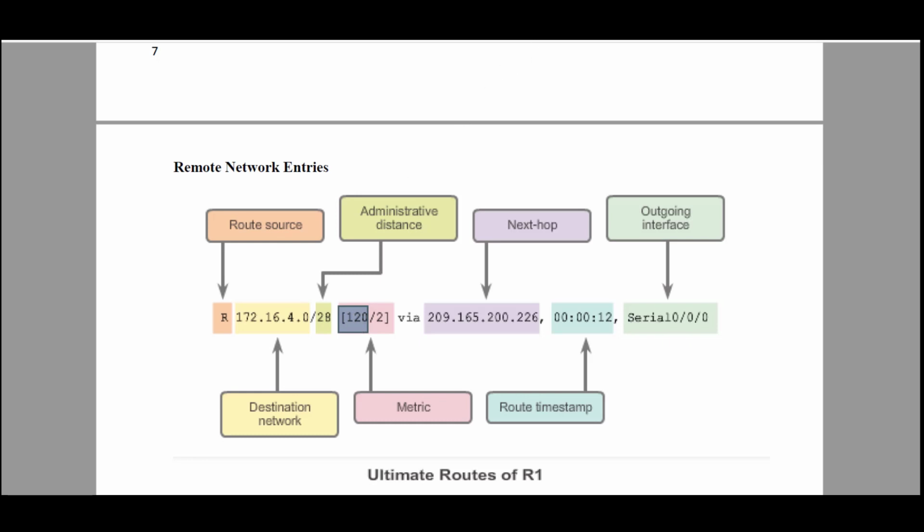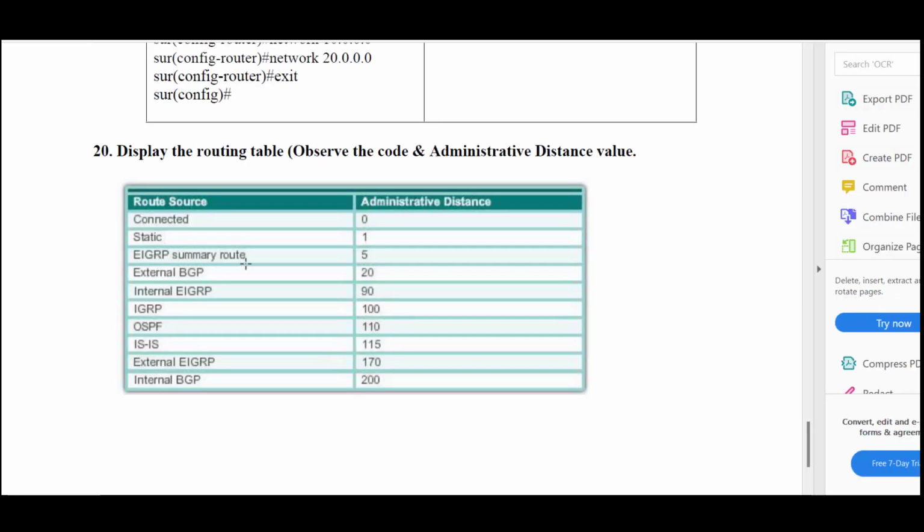If you use some other routing protocols, for the EIGRP summary route the administrative distance value is 5. If you use the BGP protocol, it is 20. Internal EIGRP is 90. Every routing protocol has an administrative distance value. For a static route, it is 1. If a network is directly connected, the administrative distance value is 0.